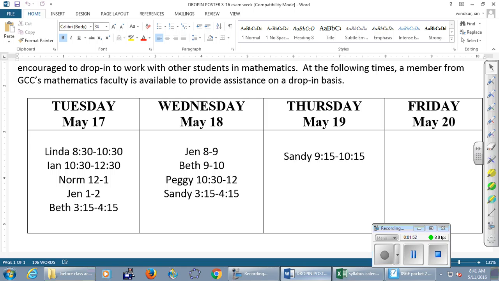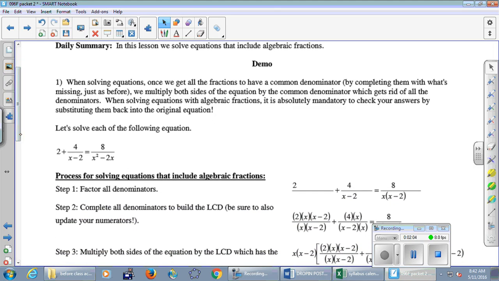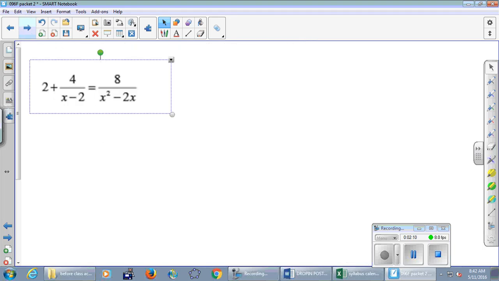Okay, so here we are on the top of 254. In this lesson, we solve equations that include algebraic fractions. So there's a little process written out here. We're just going to run through it. In fact, the entire problem is essentially done here. Can you find some blank paper someplace? Could be the last page of this packet or your notebook or something. And we're just going to try to solve this one from scratch. And let's see what we get.